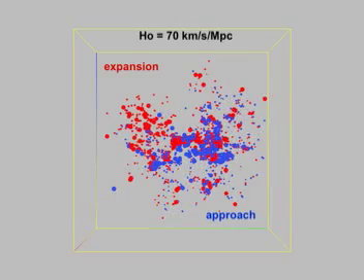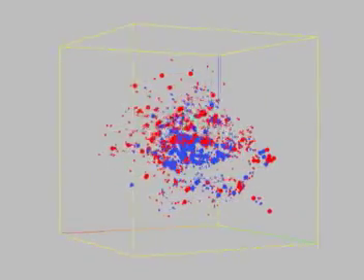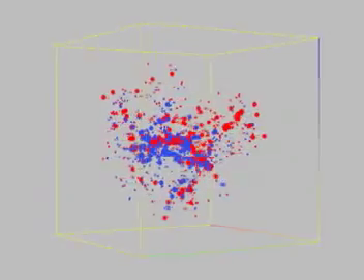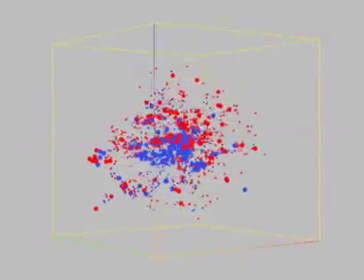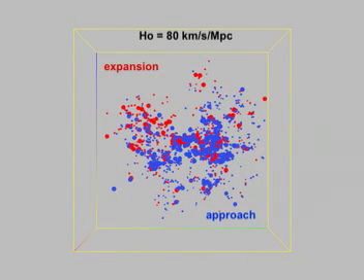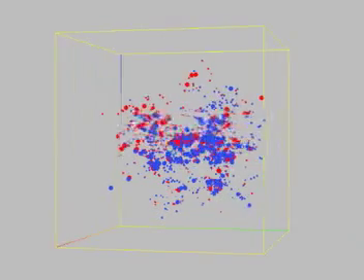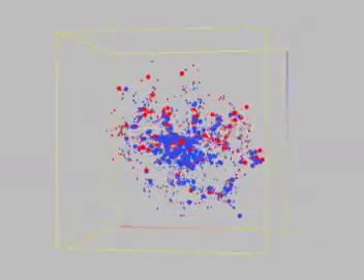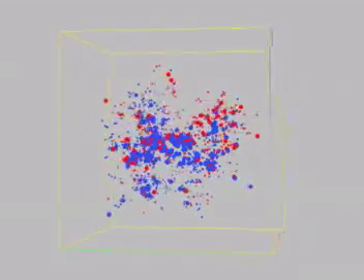Galaxies that are deviant in the sense that they have motions toward us are colored blue. Galaxies that are moving away from us relative to the cosmic expansion are colored red. Note the preponderance of red in the upper half of the scene, indicating a general expansion away from us in that sector. By contrast, there is a preponderance of blue in the lower half of the scene, indicating a flow toward us in that sector.